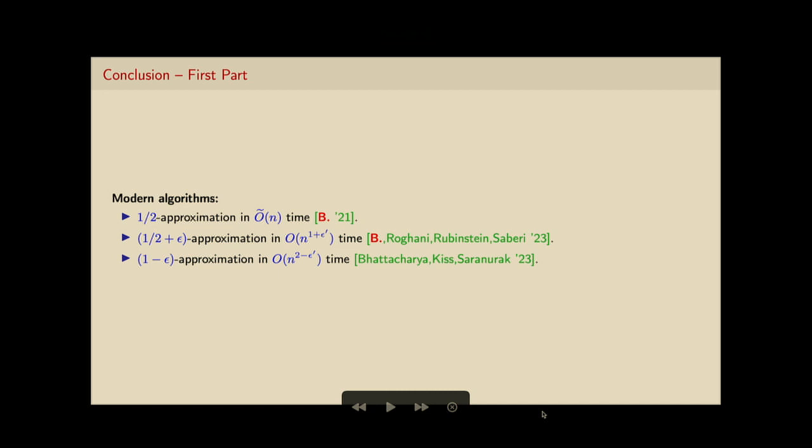To wrap up the first part of the talk, there are half approximations for sublinear time matching running in order n time. There's a 1 minus epsilon approximation running in subquadratic time. And there's a slightly better than half approximation in close to n time, but not quite n. Any questions about the algorithm or the result?